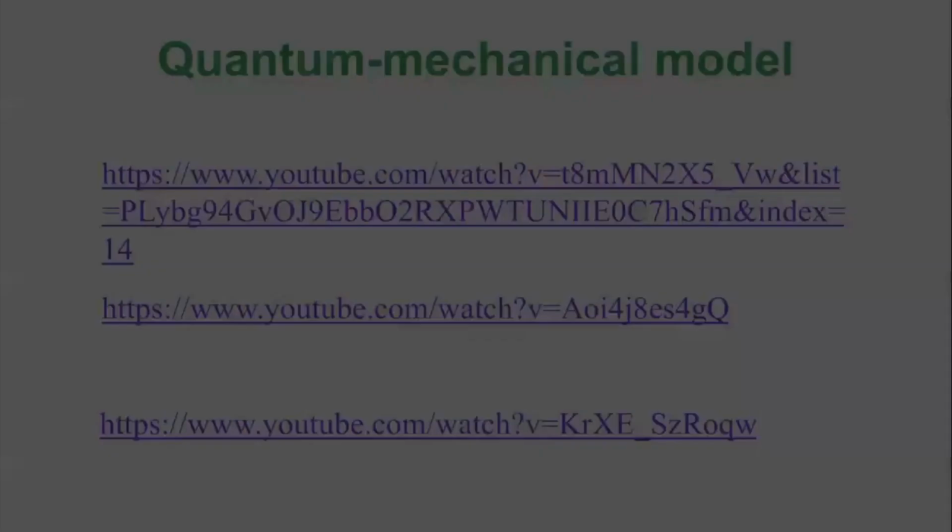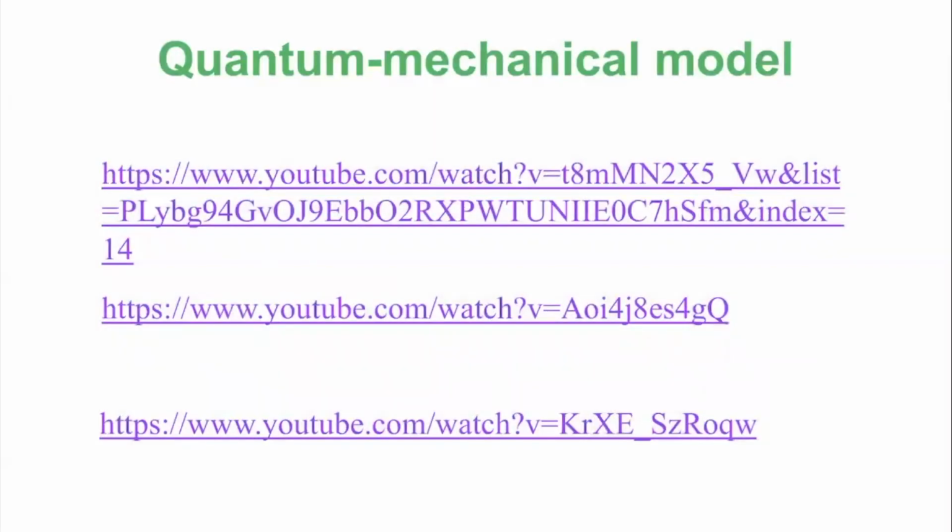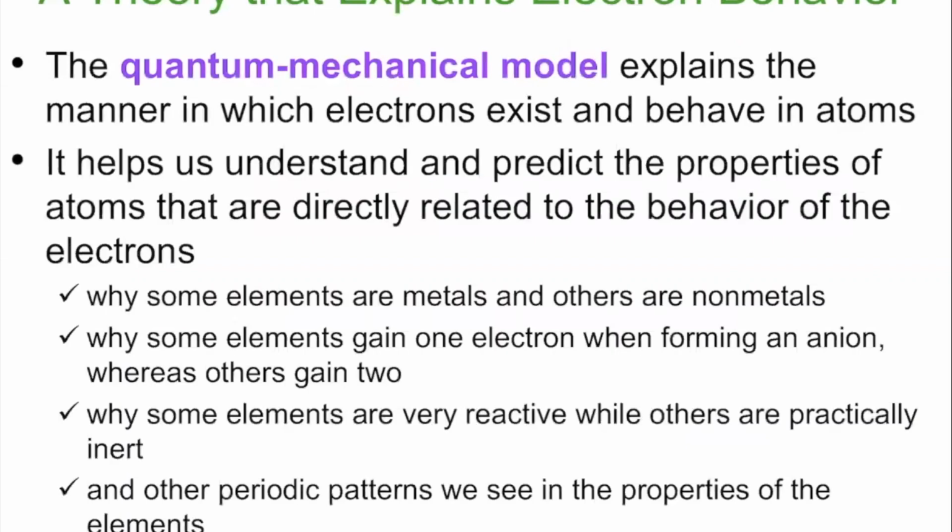Now, I have put a few videos here to help explain this whole idea of the quantum mechanical model. That was the idea that I was looking for. So just in case you want a better picture. But this theory of quantum mechanics, to formalize our explanation, is going to explain the manner in which electrons exist and behave.